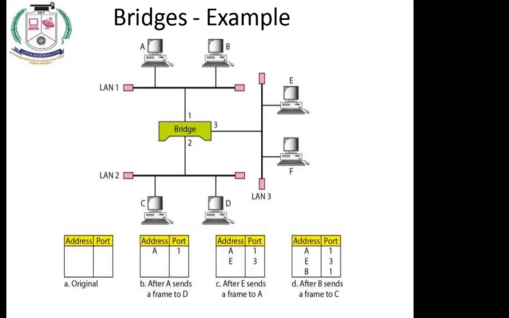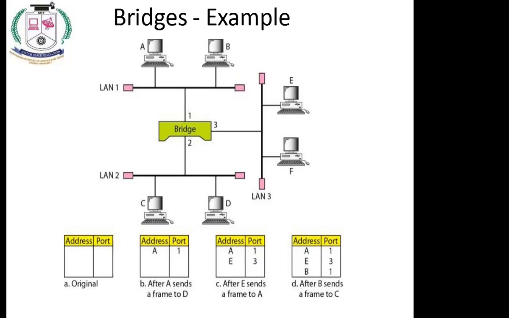The same thing is repeated where B wants to send a frame to C. There is no entry for B. So from the frame that this bridge is going to receive, it will come to know that B is associated with port 1, and it will update itself accordingly. So this way, the bridge table will be updated.